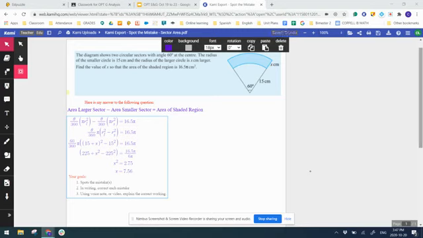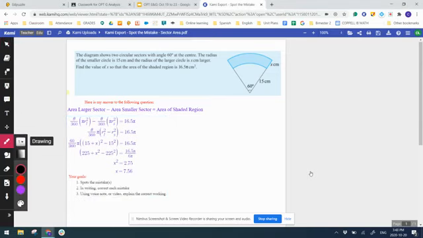Hey, here we go, trying to find the errors in this question. So when I start questions like these, I always just ignore the work they give, and I try to find the answer on my own first. So it says the diagram shows two circular sectors with an angle of 60 degrees. Okay, it shows that here.